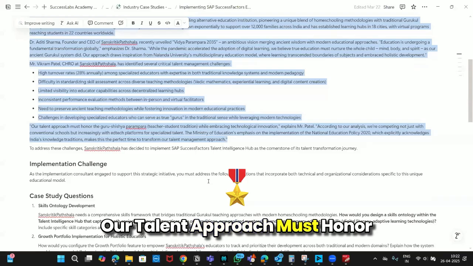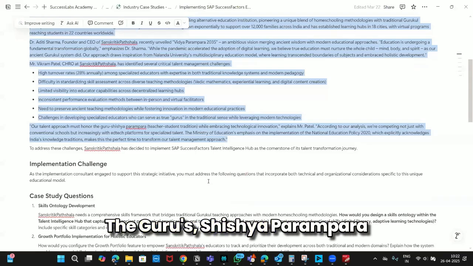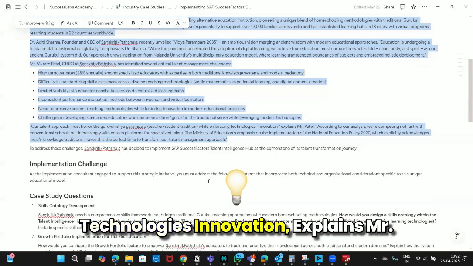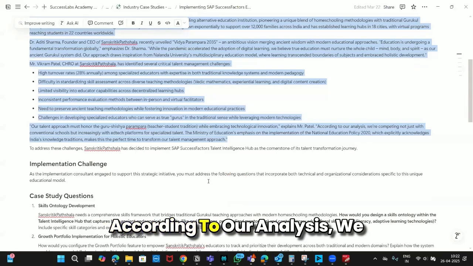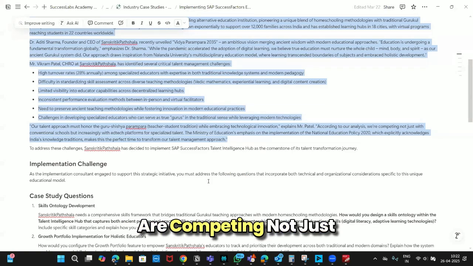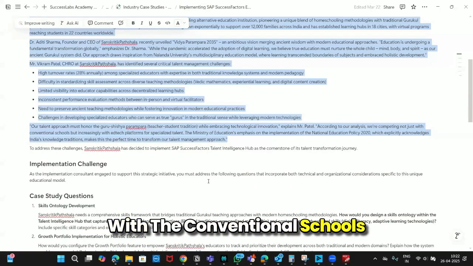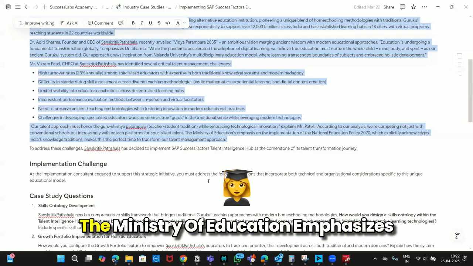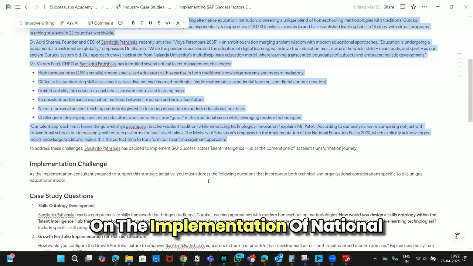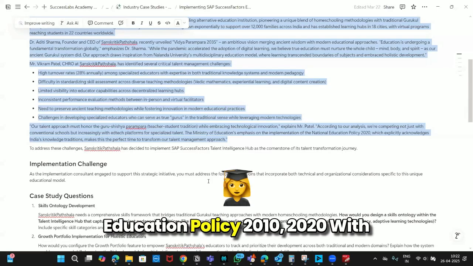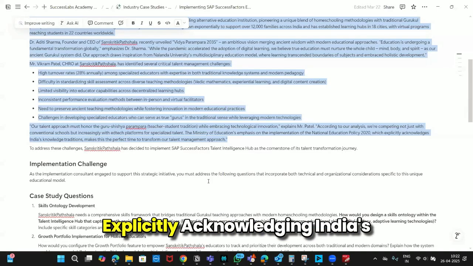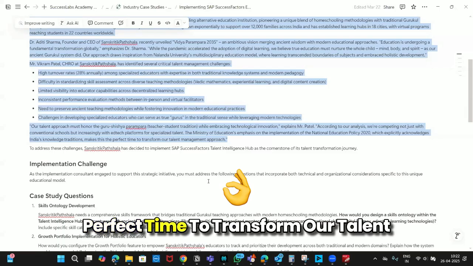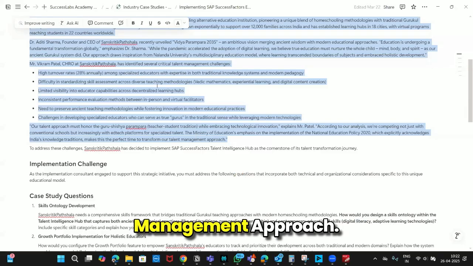"Our talent approach must honor the Guru-Shishya Parampara, the teacher-student tradition, while embracing technology's innovation," explains Mr. Patel. "According to our analysis, we are competing not just with conventional schools, but increasingly with ed tech platforms for specialized talent. The Ministry of Education emphasizes the implementation of National Education Policy 2020, explicitly acknowledging India's knowledge traditions, which makes it the perfect time to transform our talent management approach."